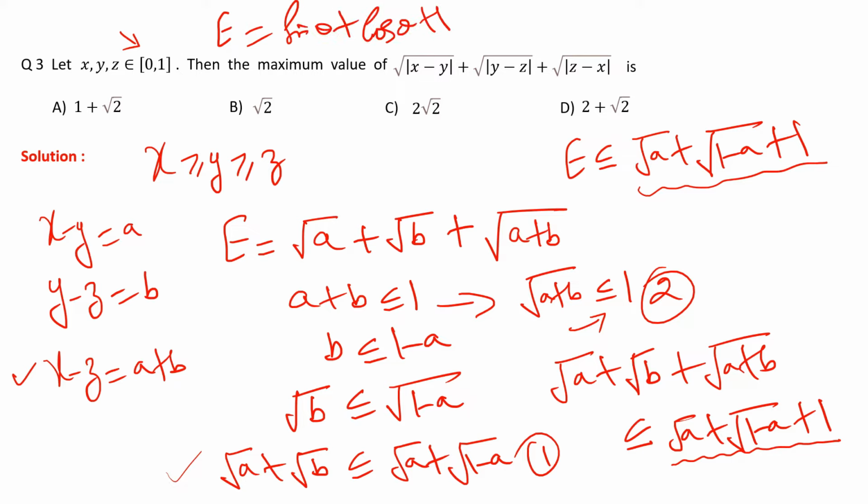So we know that the maximum value of sine theta plus cos theta is nothing but square root of 1 plus 1, which is root 2. So that means E max becomes how much? It becomes root 2 plus 1.